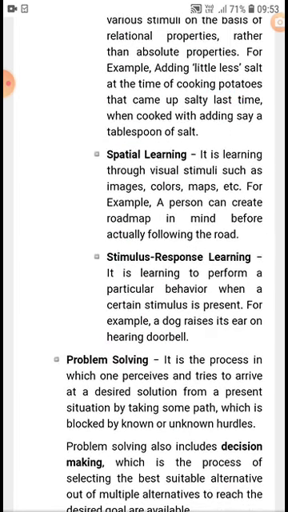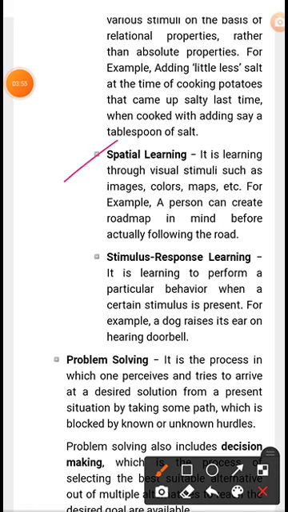Next is spatial learning. Spatial learning is learning through visual stimuli such as images, colors, maps. So the person can create the road map in the mind before actually following that route. That is spatial type of learning.